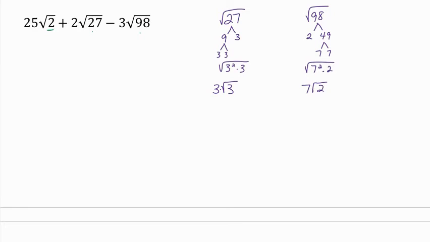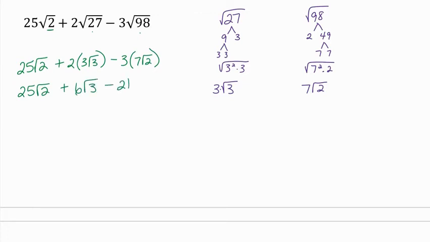Okay, and then we'll replace those in our original expression. So 25 radical 2 plus 2 times 3 radical 3 minus 3 times 7 radical 2. And then if we multiply, that'll give us 6 radical 3 minus 21 radical 2. And again, we look for our like terms. The only 2 I can combine are the 25 radical 2 and the negative 21 radical 2, which would give us 4 radical 2. And then that plus 6 radical 3.